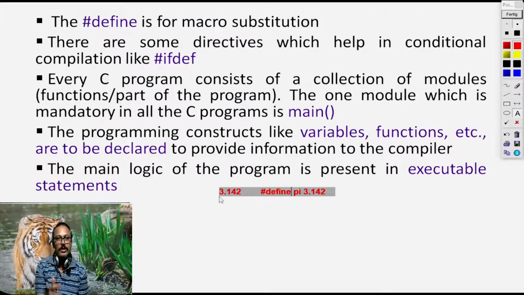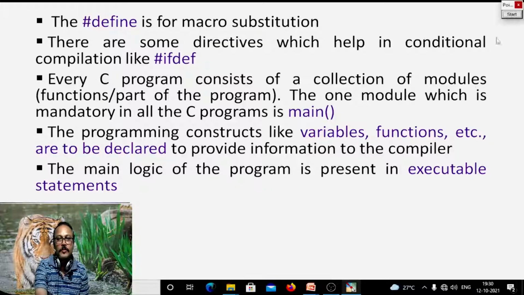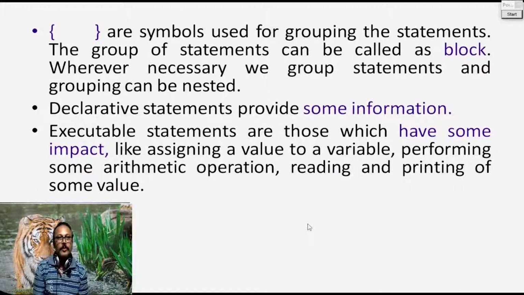So every C program consists of a collection of modules. The mandatory module is main. The programming constructs like variables, functions, etc. are to be declared to provide information to the compiler. So the declarations are present in declarative statements, where declarations means you will be declaring what are called variables, functions, etc. And the main logic of the program is present in executable statements. These flower brackets are used as bracketing symbols. Whatever statements you enclose in these flower brackets are called a block of statements.